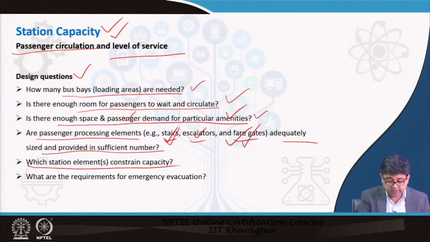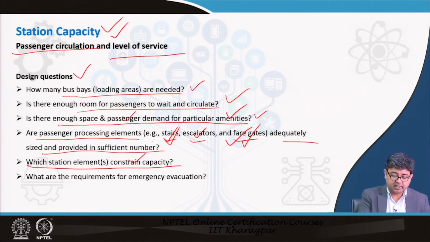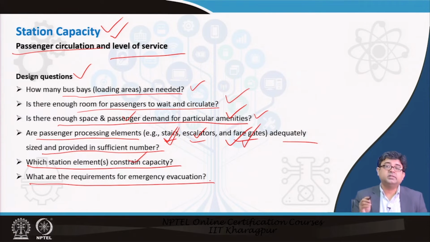Which station area elements constrain the capacity? Are there any elements which you have to have in the station, but they are obstructing people's circulation, maybe people's flow, and hence reducing the capacity? So, what are such elements that are obstructing or constraining the capacity, and what are the requirements for emergency evacuation?